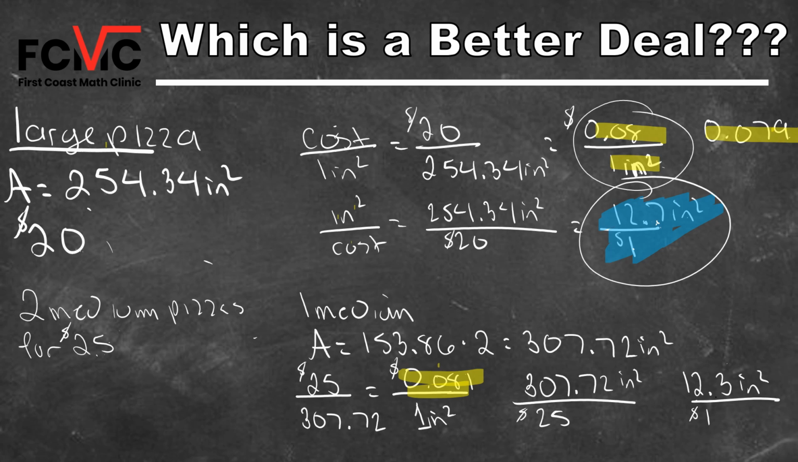All right. Let's go one step further on this and figure, okay, if we want to get 1 medium pizza, what is the price point for 1 medium pizza to be a better deal than the large pizza? So let's look at that.